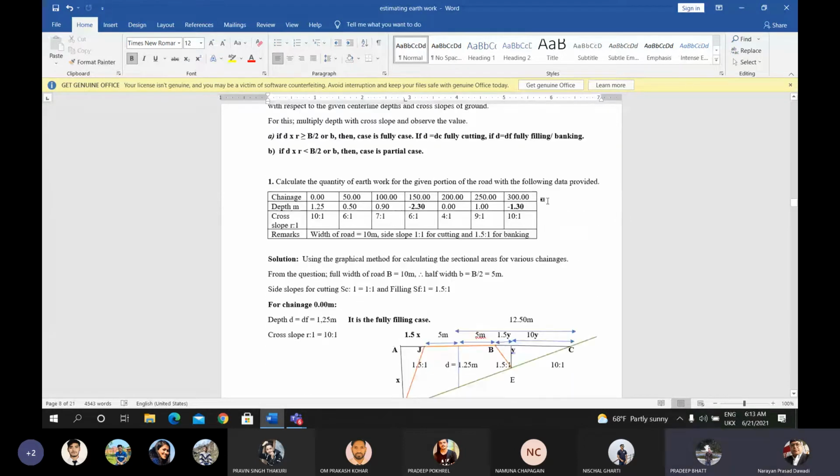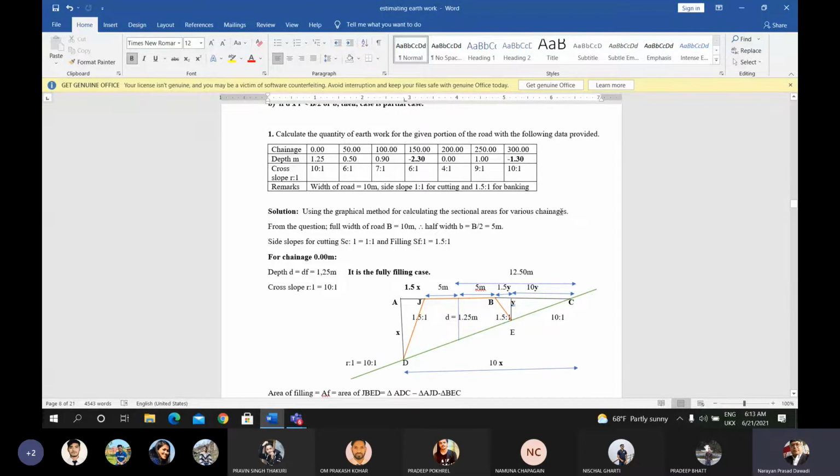This is the question: the quantity of earthwork for the given portion of the road with the following data. This is provided for the hill road. Now you have to check whether these data are for the fully cutting case, or fully filling case, or the partial cases.